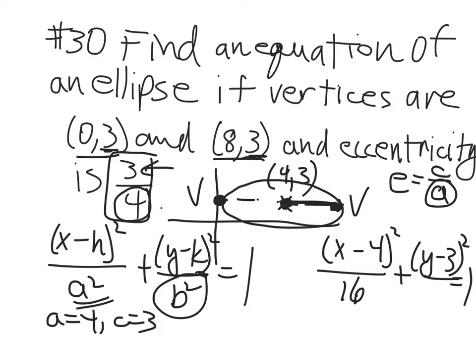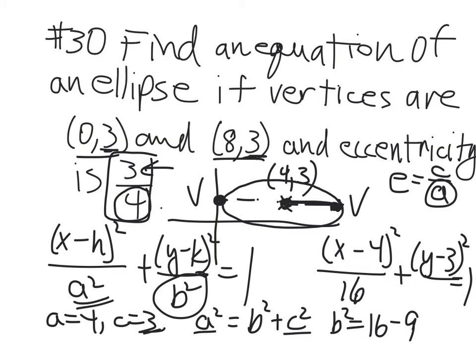And then we have our relationship between a, b, and c. a squared is equal to b squared plus c squared, or however you're remembering that. I always have to think, okay, the largest one is going to be by itself. With ellipse, a is the biggest one, and so a squared equals b squared plus c squared. Now on a hyperbola, c is going to be bigger than a, so c squared equals a squared plus b squared. Here on our ellipse, we know a squared and c squared. So 16 minus 9 will be b squared, which is 7.